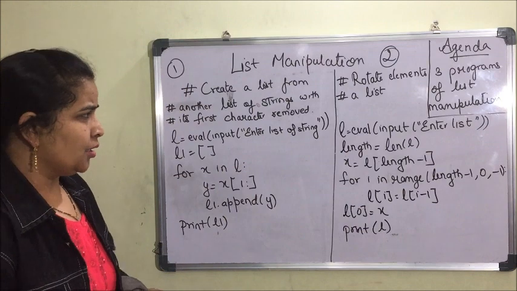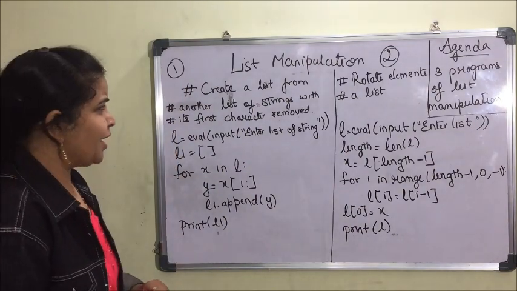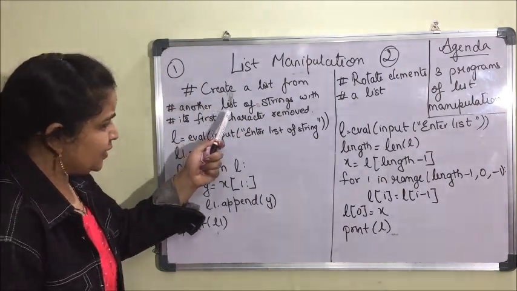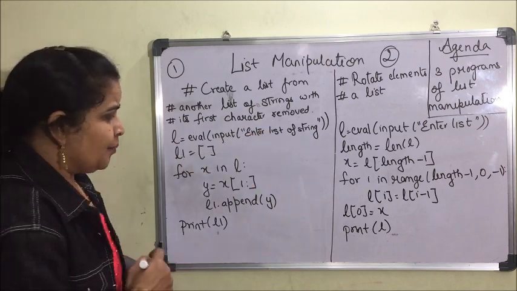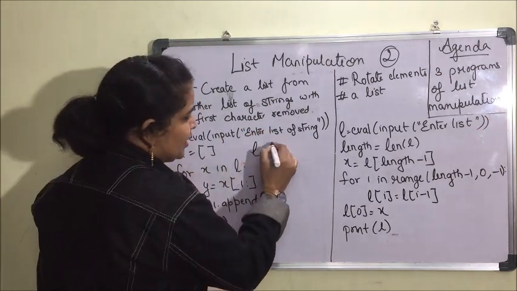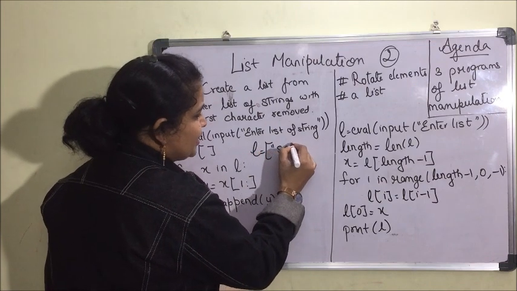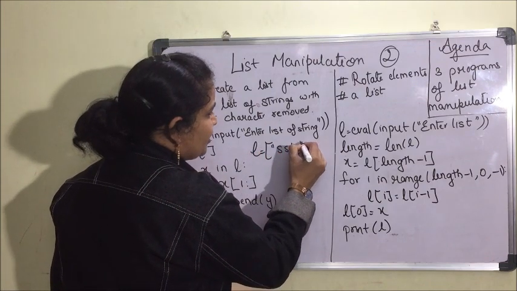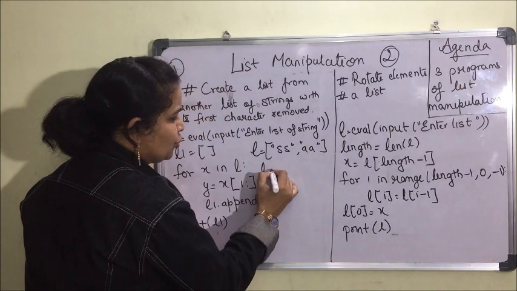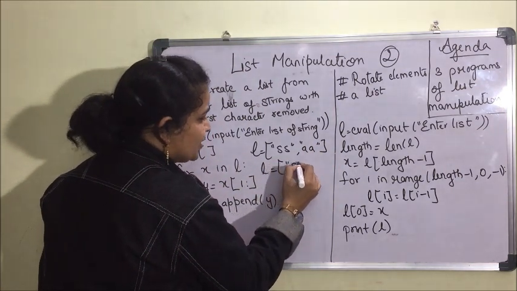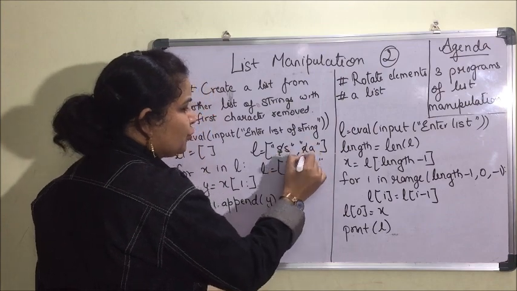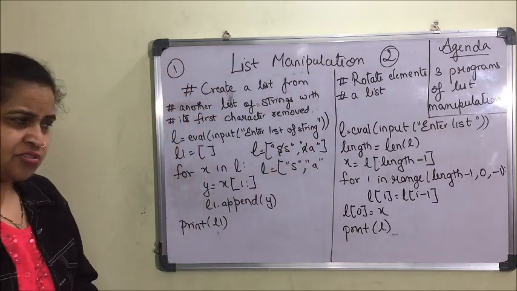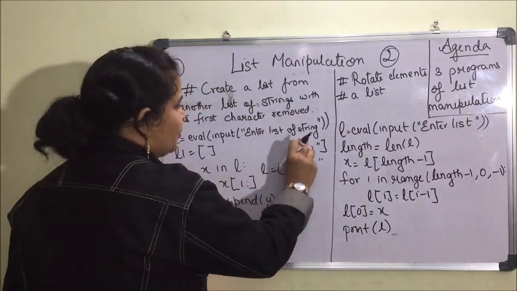So we'll start with the first program, that is to create a list from another list of strings with its first character removed. Means if suppose the list is SS AA, so the new list should be SA, means the first character should be removed for all the strings. So this is the question.